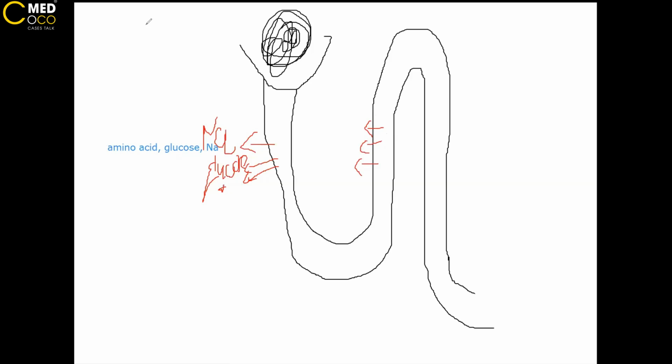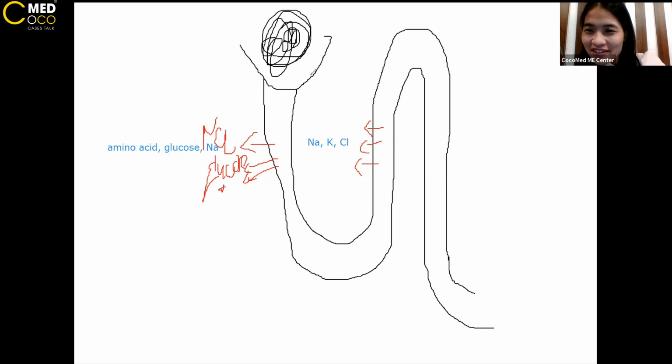Sodium, potassium, chloride. This will go in depth in the pre-USMLE course, of course. This is just the basics of physiology.